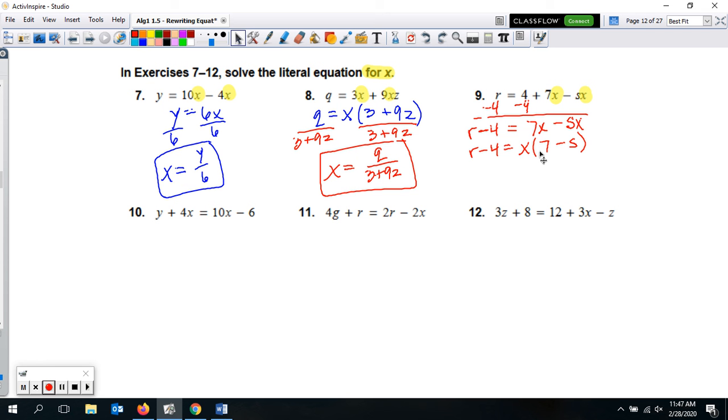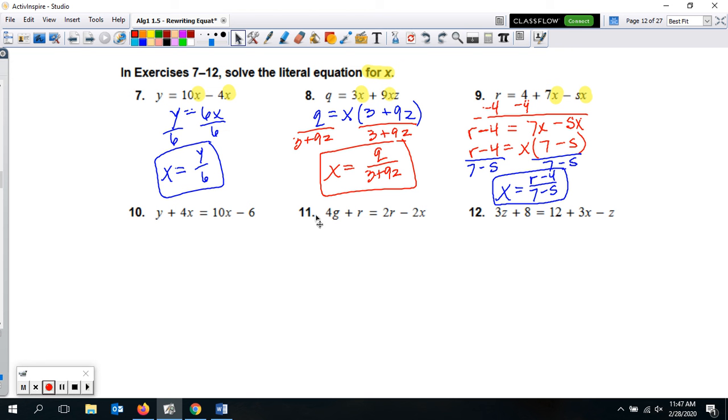And I want to get x by itself, so I want to get rid of the 7 minus s. I want to divide both sides then by a 7 minus s. That means it cancels these two out here. And again, I'm starting with x is equal to. X is going to equal this big fraction here. That's what it equals. That's my answer. X is equal to r minus 4 over 7 minus s. Again, like I said, these answers are going to look kind of strange, but again, x equals, that's what it's got to say.